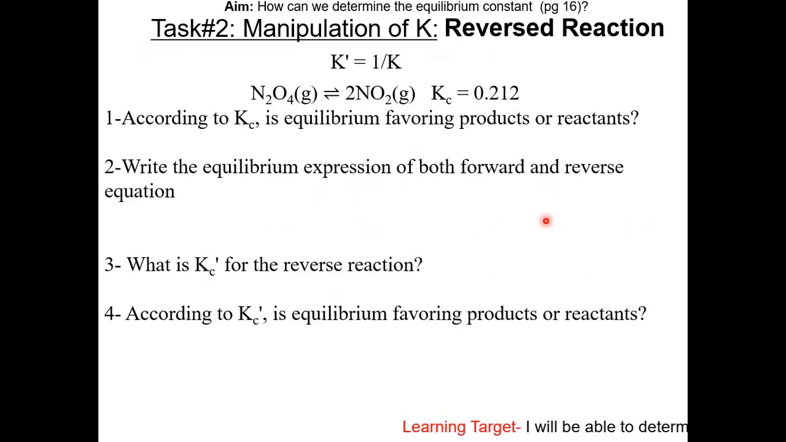For task 2, we are going to look at 3 ways to manipulate K. The first one is the reverse reaction. The K constant for the reverse reaction is K prime. K prime is equal to 1/K.